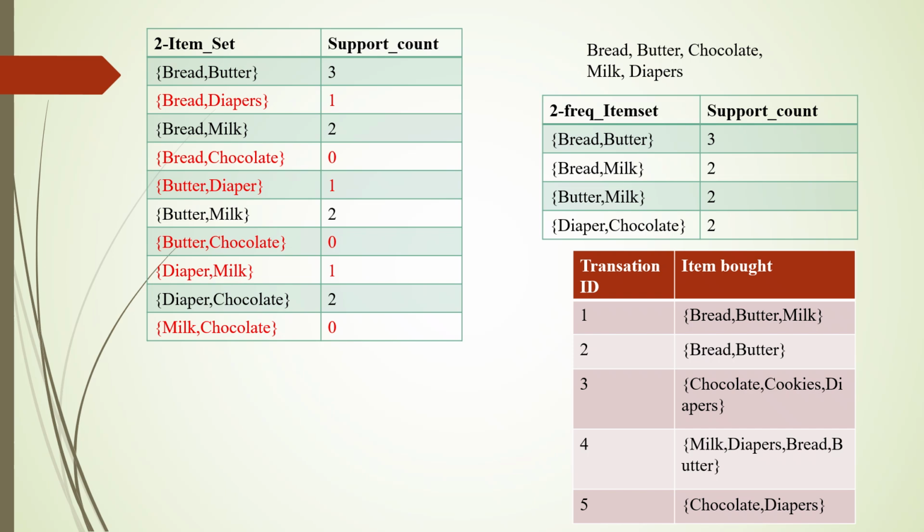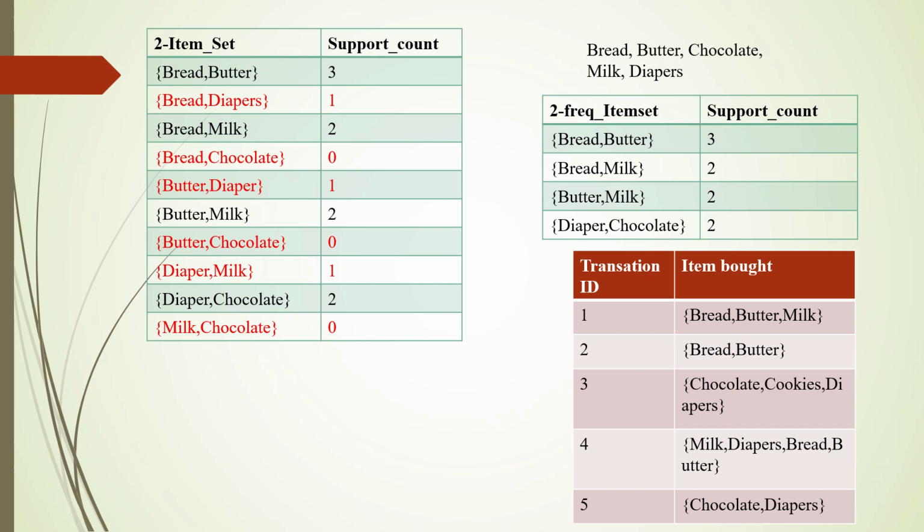So we need to combine them with one another, like bread, butter, bread, chocolate, bread, milk, bread, diaper. Likewise, there are 10 possibilities for the second frequent item set. After that we need to find the support count. Like the first frequent item set, we need to find a support count for the second frequent item set also.